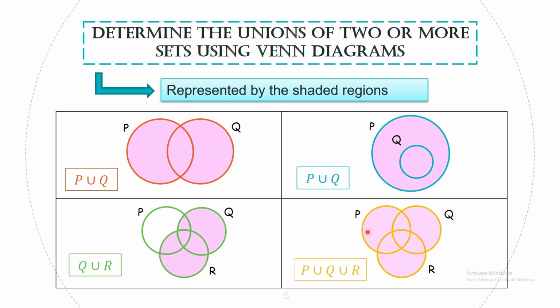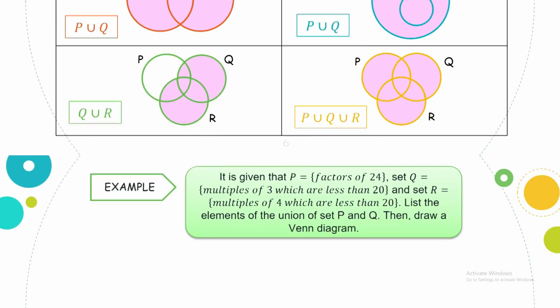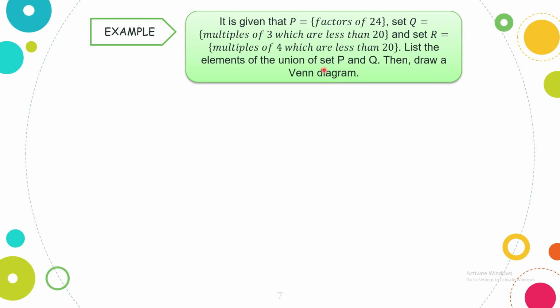Okay, next we take a look at the example. It is given that set P is the factors of 24, set Q is the multiples of 3 which are less than 20, and set R is the multiples of 4 which are less than 20. List the elements of the union of set P and Q, then draw a Venn diagram. The question asks to find the elements of the union of set P and Q only. Then draw a Venn diagram.